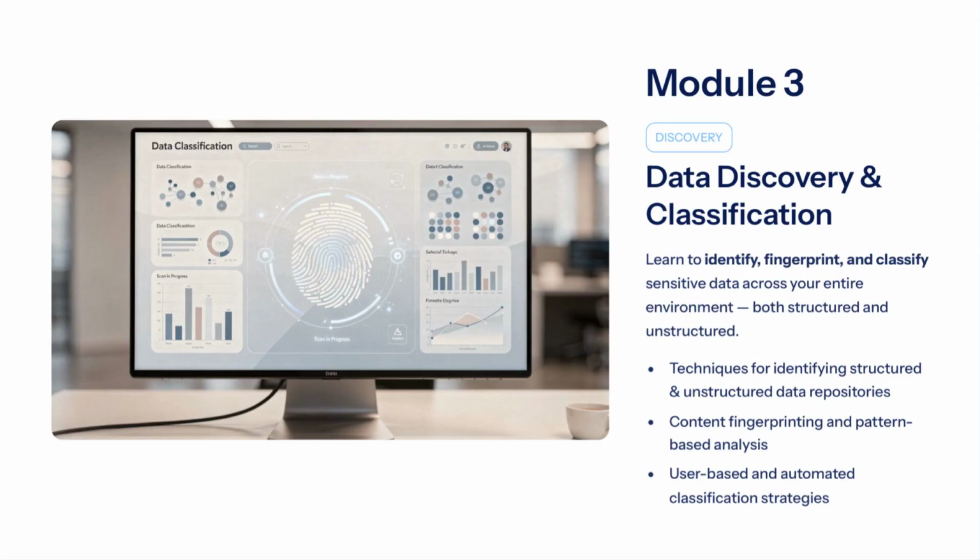The techniques used here include identifying structured and unstructured data repositories, content fingerprinting, and pattern-based analysis. Furthermore, user-based and automated classification strategies will also be covered. By mastering these skills, you'll be able to take control of your data and ensure its secure handling. This knowledge will empower you to make informed decisions about your organization's data assets. With this understanding, you can develop effective data management policies and procedures, ultimately leading to a more secure digital future.